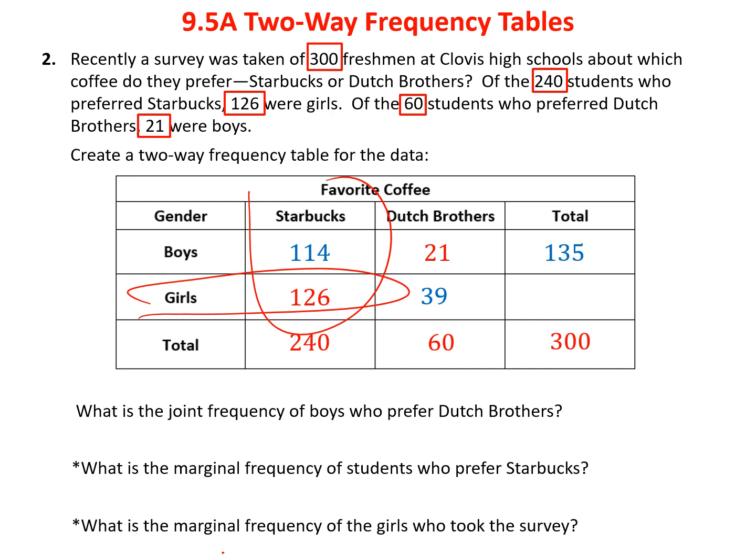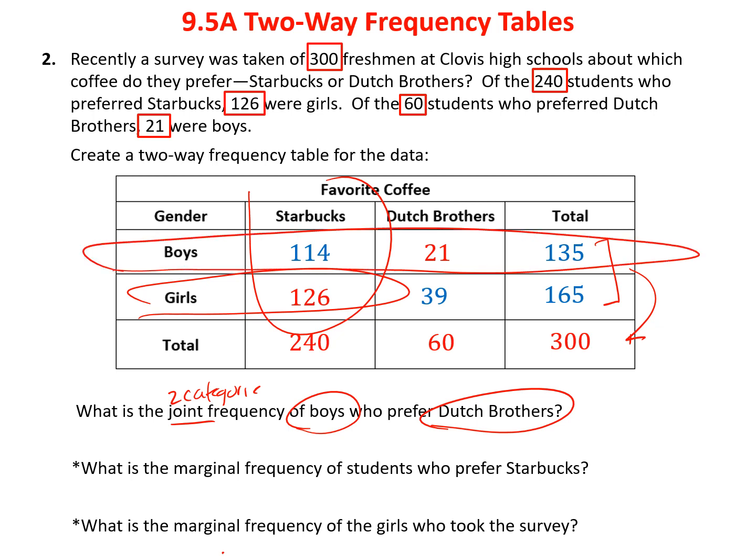Now let's add up the boys and add up the girls. Double check here. You want to make sure that these add up to that. If they don't, it just means you did an addition or subtraction wrong up above. So what's the joint frequency? Joint, again, two categories. So I'm looking for boys who prefer Dutch Brothers. So there's my answer: 21.